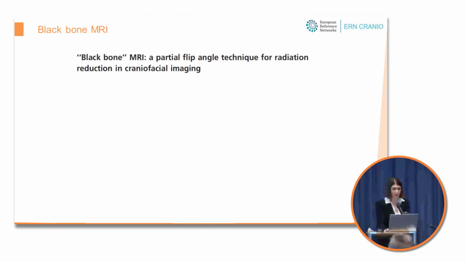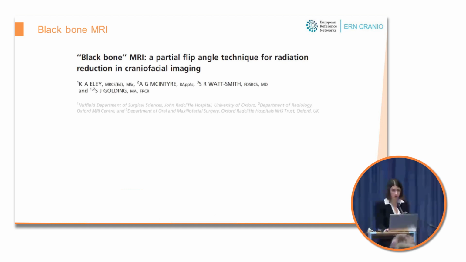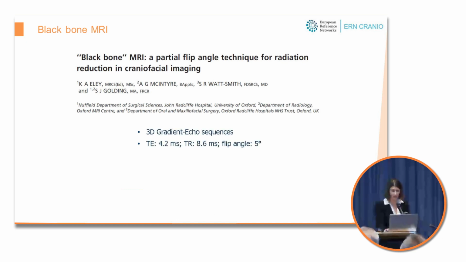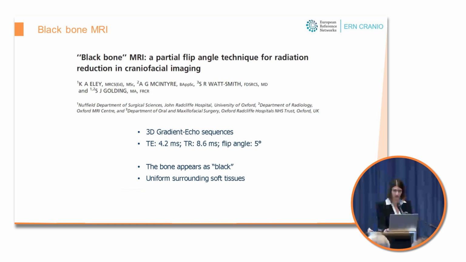Black bone MRI is a three-dimensional isotropic gradient echo sequence that allows to investigate the cortical bone. As first described by Eley and co-workers, black bone has a short echo time, short repetition time, and a small flip angle. As a consequence, the bone appears as black, hypointense, while both water and fat are suppressed, resulting in a uniform soft tissue background. Therefore, the interface between the bone and the soft tissues is enhanced.